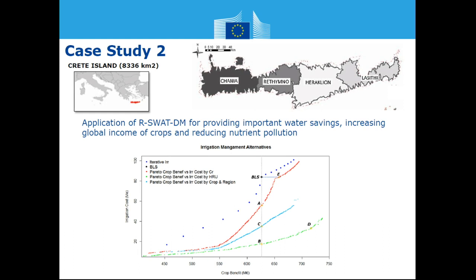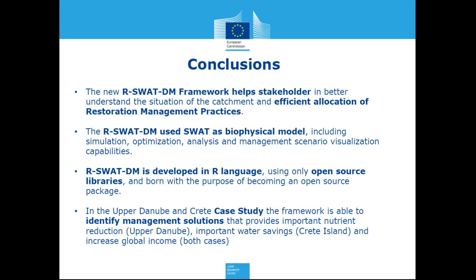Here we have applied the same approach of the Upper Danube, but with a different objective. In this particular case, we find the best solution for decreasing the cost of irrigation, but increasing the crop income.